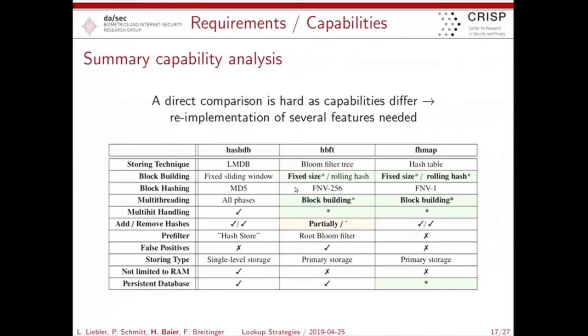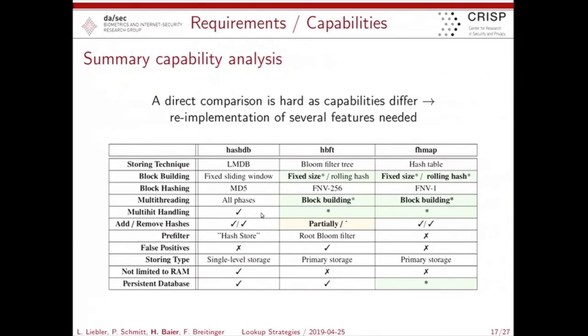The block hashing you see is in this row. An important aspect in our perception is that at least at the lookup phase, it's possible to perform multi-threading, simply for performance reasons. You don't want to wait for hours or days for the result, but the real time should be decreased by some parallelization.